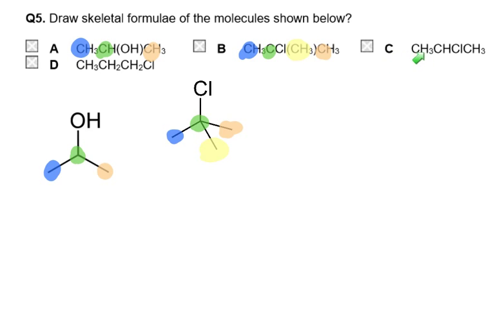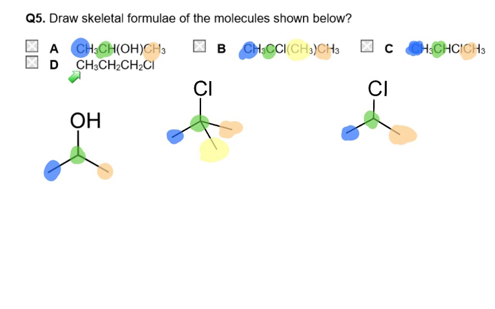For option C, we have 1, 2, 3 carbons altogether. Again, it will be a propane, and we have a chlorine on position 2, so this would be 2-chloropropane. The first carbon is this one here, the second carbon is this one here, and the third carbon is this one here. And finally, the chlorine is on carbon atom 2, which is this one over here.